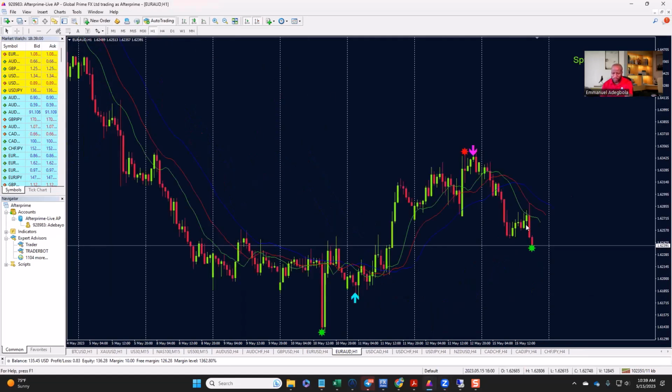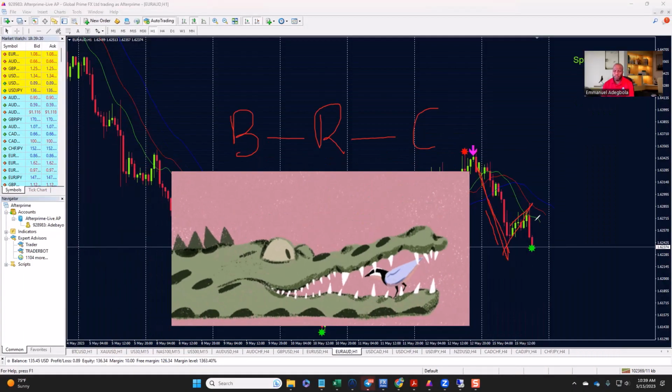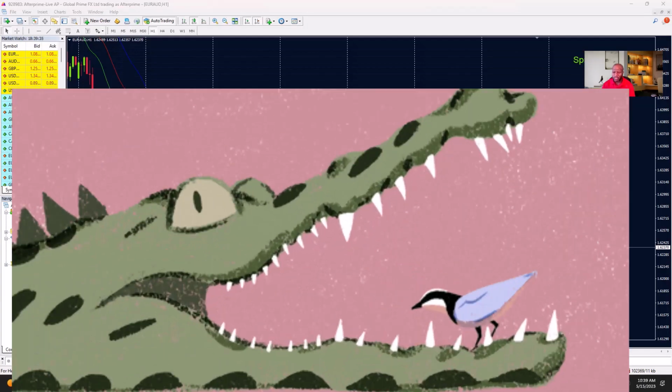Now, why did I pick this trade right here? With alligator, you can see it breaks down. If you are one of my students by now, you will know that I like the breakout, retest, continuation strategy. So in this case, this currency pair broke down, and it has retested. Now, with alligator, if you understand the alligator indicator concept, this was invented by Bill Williams. This is the lip, this is the teeth, this is the jaw.